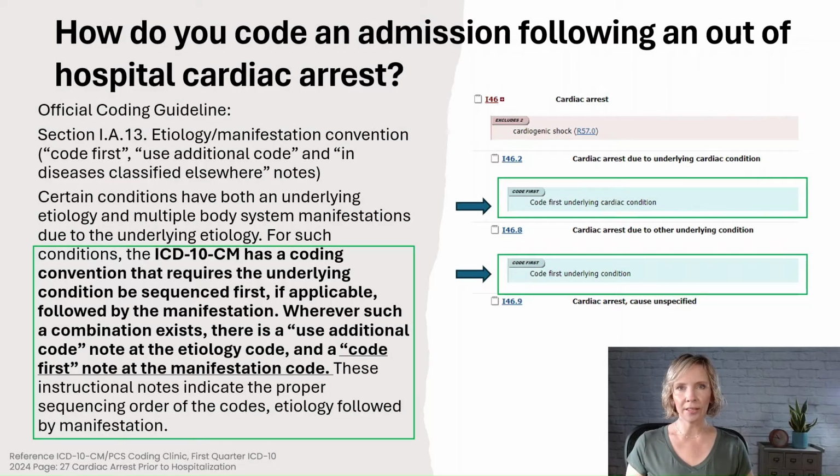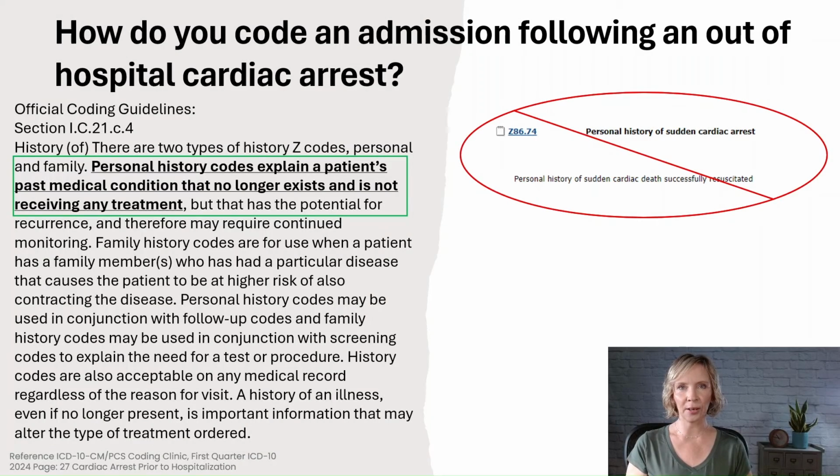When the underlying cause of the cardiac arrest is known, that should always be sequenced first, as instructed by the Code First instructional note found at code I46.2, cardiac arrest due to underlying cardiac condition, and code I46.8, cardiac arrest due to other underlying condition. The cardiac arrest is coded as a current condition rather than a personal history of cardiac arrest because the patient is currently undergoing treatment for the condition. According to the official coding guidelines, personal history codes are only used to explain a patient's past medical condition that no longer exists and is not receiving any treatment.